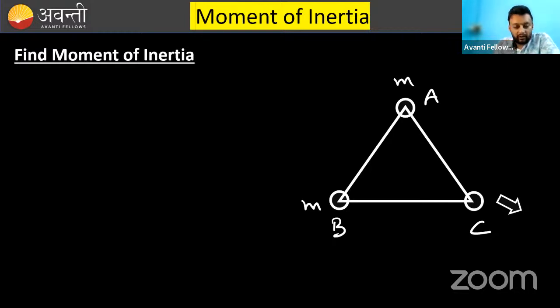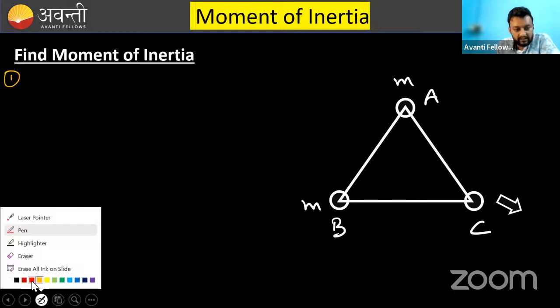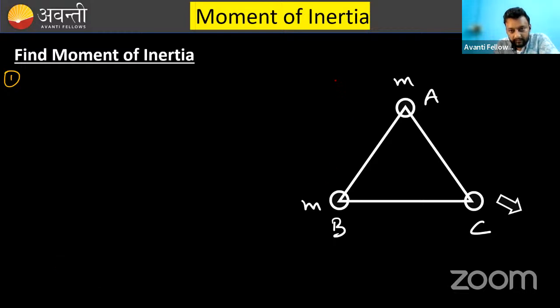For example, someone says calculate the moment of inertia about this axis, which I am drawing like this. This is our axis of rotation, and the body is to be rotated about this axis. Can you imagine the situation? This is an equilateral triangle. On each vertex, there is a mass m placed. Now we have to calculate the moment of inertia about this axis that is on your screen. Let's suppose this is axis 1.